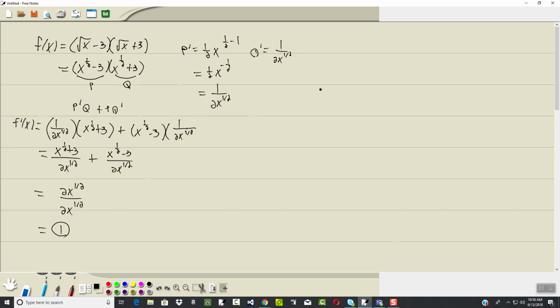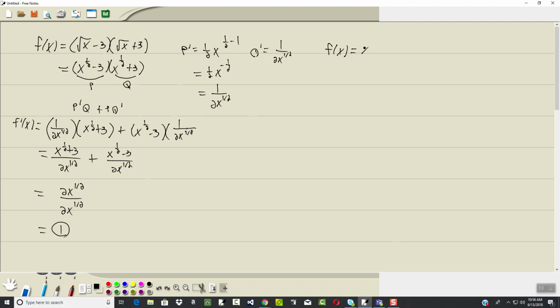Now there's another way you could have solved this problem. They say to use product rule, which is why I showed this way. These are conjugates of each other. Conjugate means the first part's the same, last part's the same, sign in the middle is different. Square root of x, square root of x. 3, 3, minus, plus.